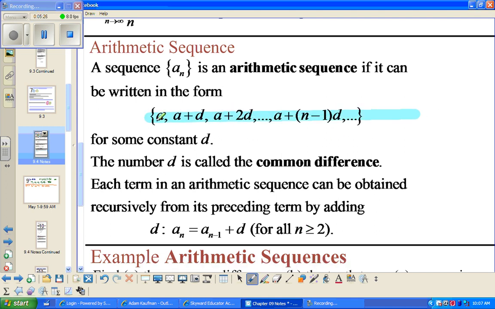It can be written in this form. It has some constant d, and in the case of the one that we're talking about, that's -4. That's called the common difference. Each term in an arithmetic sequence can be obtained recursively from its preceding term by adding d, and then it's written out like this.